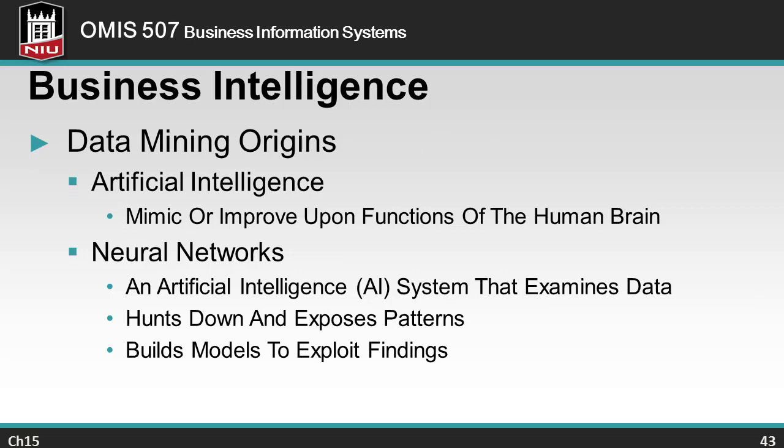Data mining had its start in artificial intelligence. The goal was to simulate the functions of the human brain. Next came neural networks, which are an artificial intelligence system that examines data and identifies patterns. Neural networks build data models to exploit these findings. The end goal is to use these data models to predict future trends and to leverage the marketplace.